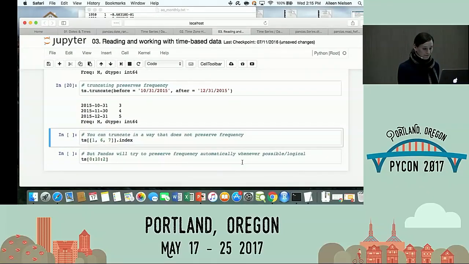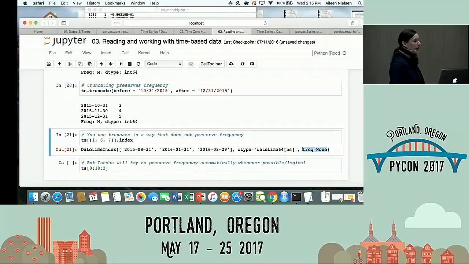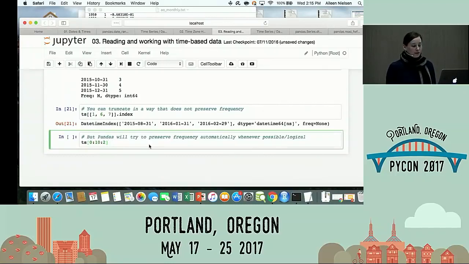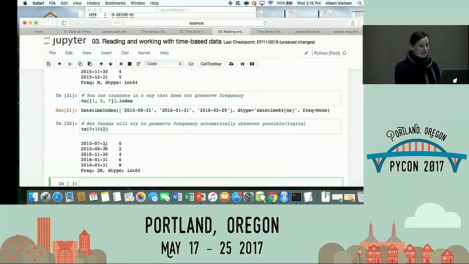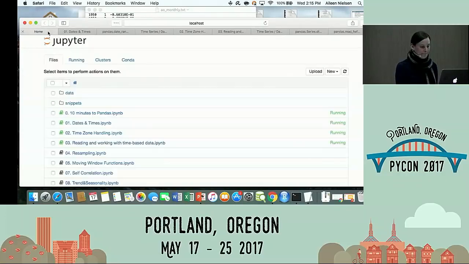which is very useful. You can truncate in a way that does not preserve frequency, and you'll see that then you lose your frequency parameter, and you can't easily get it back, right? You would have to reset your index. That's because there isn't any frequency, right? If I'm going from August to January to February, there isn't an obvious way to have frequency. That's why Pandas doesn't do it. Pandas will try to preserve frequency whenever it can, though. So if you see here, I'm indexing in a regular way, right? I'm going to take every other value from my original series. In this case, it is keeping the frequency. It's bi-monthly. So Pandas will bend over backwards to try to make your date data make sense. Okay.